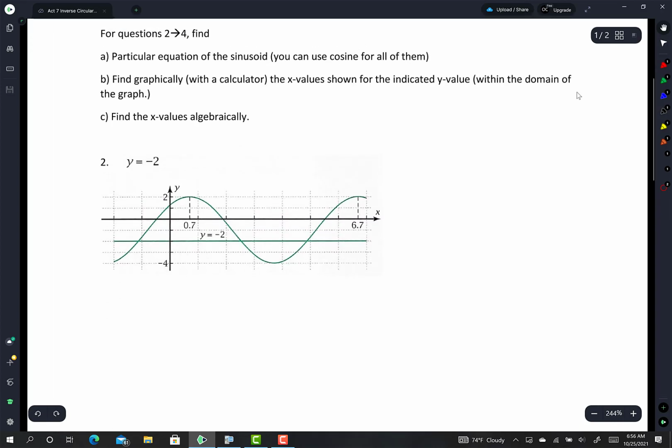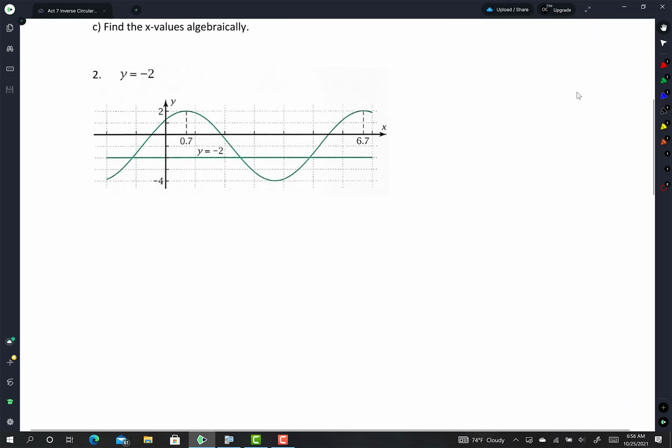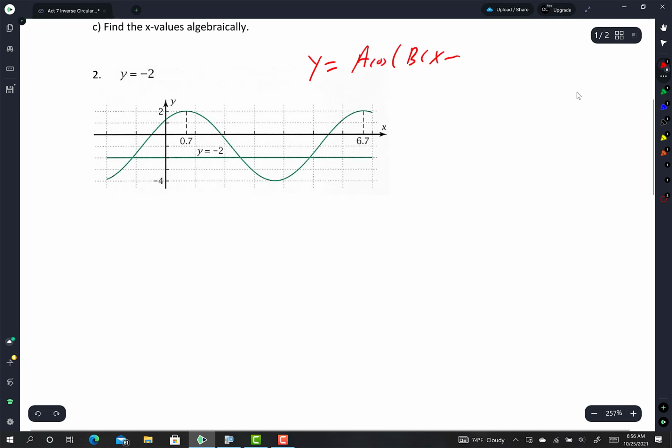The first thing it says is, find a particular equation of the sinusoid. You can use cosine for all of them because that's what we've been doing lately, right? So I'm going to type y equals a cosine b(x minus c) plus d. I can see my high point is 2 and my low point is -4. I can find the midline by going 2 plus -4, that's -2, divided by 2. That's -1. So my midline is at -1.